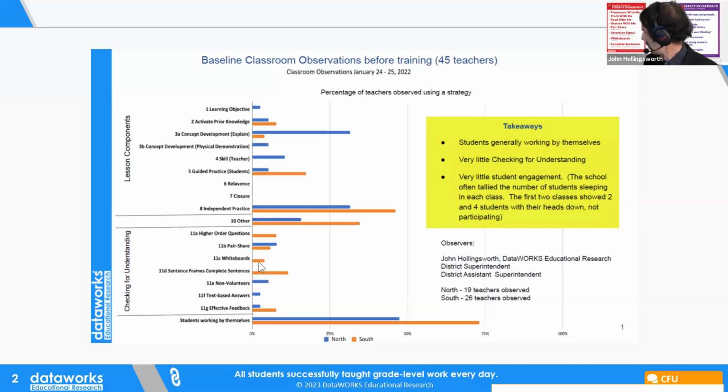Whiteboards. I think I have a whiteboard here someplace. Whiteboards is so you can show your answers to the teacher, and the teacher can see everyone, and everyone participates. So almost not used. Sentence frames, that's academic language, complete sentence, a couple of teachers, but very few. And let's just skip to the last one, students working by themselves. That's doing independent practice, sitting on a computer, silent reading, going over homework, doing something, but they're actually not being taught by the teacher. So let's just look at this. In one school, close to 50%, another school, close to 75%.